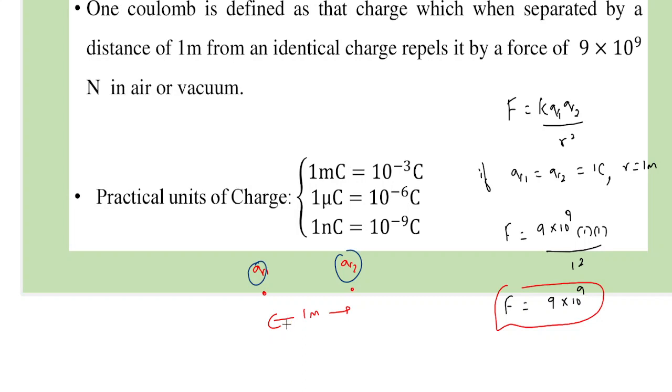We saw in the previous lecture that 1 coulomb is a very big unit. So its submultiples or smaller units are used, like millicoulomb, microcoulomb or nanocoulomb. Just study what their multiples are, because this would help in numericals.